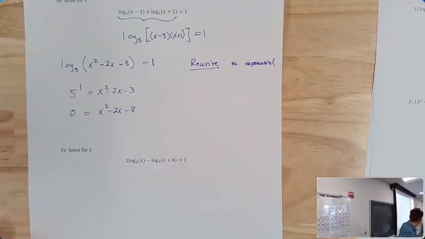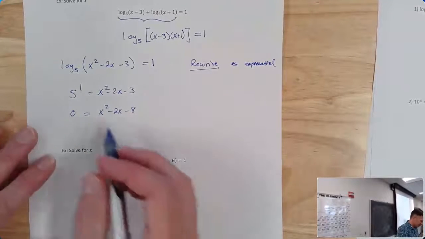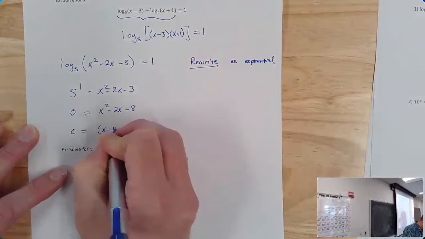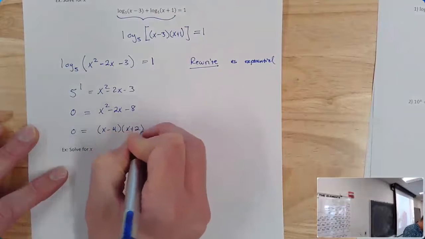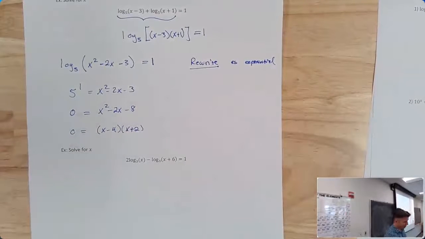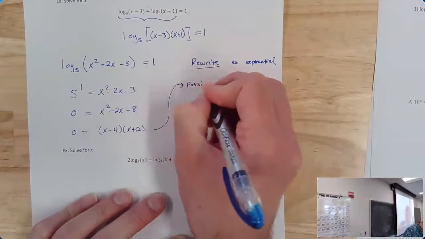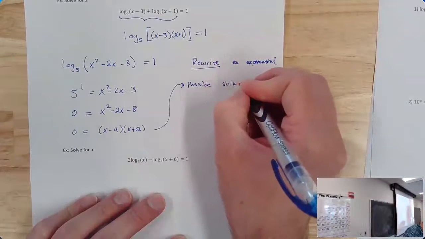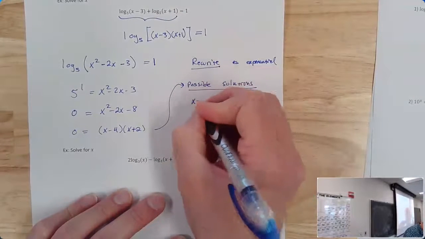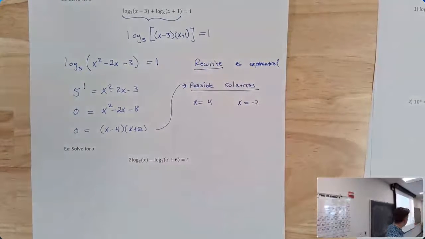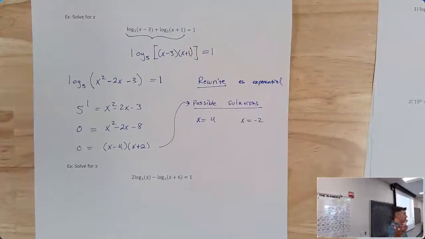And then if the person writing the problem has done a good job or is nice, this will factor. So let's see, this does factor. The factor says x minus 4 times x plus 2. Okay, so I want to make an important point here. Our possible, emphasis on possible, our possible solutions are x equal to positive 4 and x equal to negative 2. But what might happen is they might both be solutions.